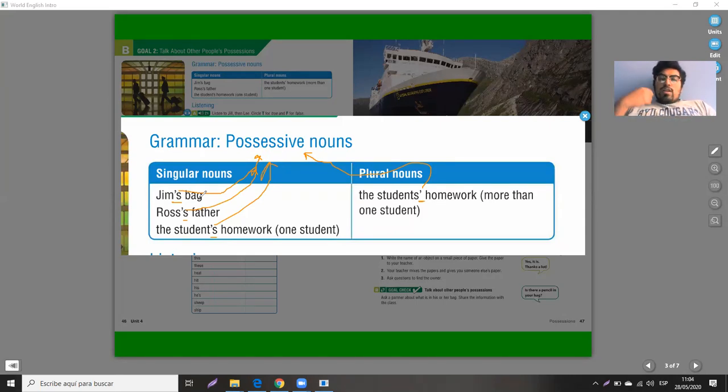La mochila, la bolsa de Jim. So it's not correct to say the bag of Jim. This is incorrect in English. In English you say Jim, ¿a quién pertenece? Jim's, and bag, la cosa que pertenece a Jim. Okay? For example, if I have a cell phone, there we go.